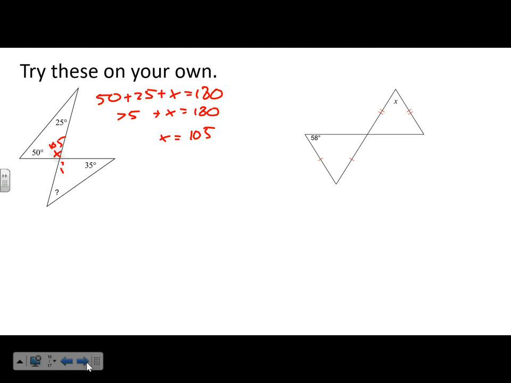So this angle also has to be 105 because they're vertical angles. And now we have another triangle. So 105 plus 35 plus question mark is equal to 180. So that's 140. Subtract 140 from both sides, your question mark ends up being 40.